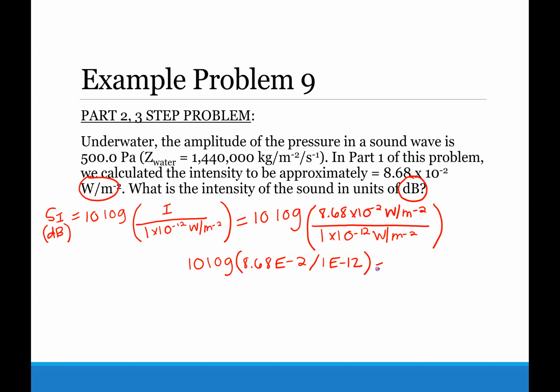And so whenever you do all of that, if you're in scientific mode, you will get 1.0938 times 10 to the second decibels, or if you're in regular mode, you'll just get about 109 decibels. Let me know if you have any question with example problem 9.